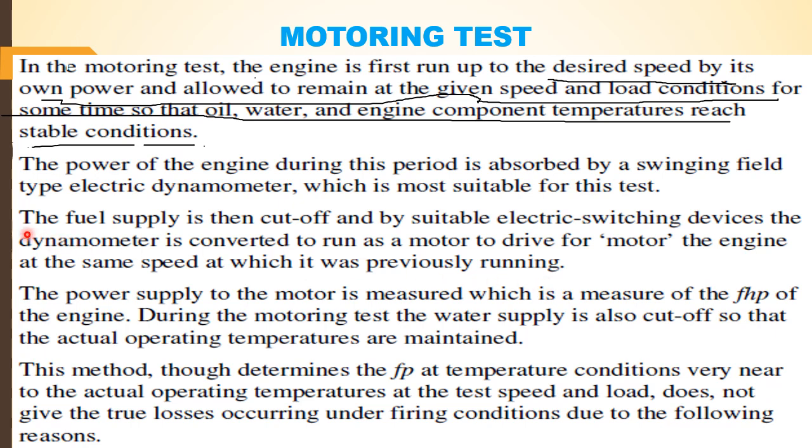So what we are doing, again, you can see the fuel supply is cut off. Initially we have to run the engine at one particular load and one particular speed, and then cut off the fuel supply. With suitable electric switching devices, the dynamometer is converted to run as a motor to drive the engine at the same speed at which it was previously running. The power supply to the motor is measured, which is the measure of the friction power of the engine.